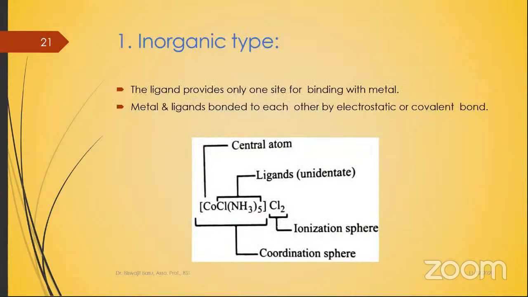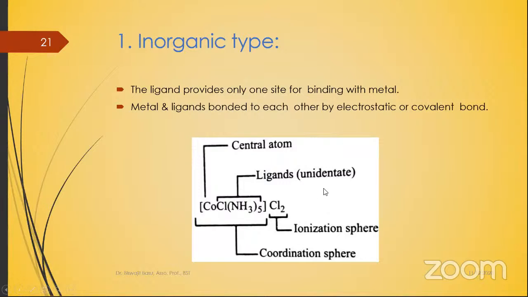Here in this case, the ligand provides only one site for binding with the metal. When any ligand provides only one site for binding, as we saw in the last class, that is known as unidentate or monodentate. In this case, one example I have given, [Co(Cl)(NH3)5]Cl2. So here only one binding site is there. That's why that ligand is unidentate.